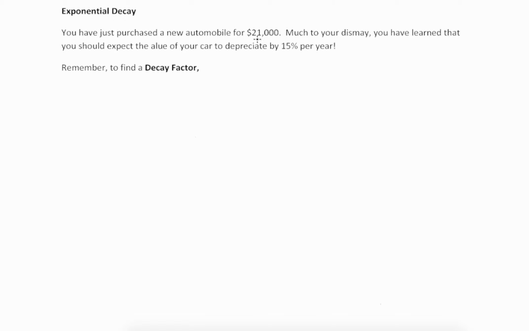So in this situation, you have purchased a new automobile for $21,000. You find out that it is expected to depreciate by 15% per year. Since this is depreciation, that tells us that we're going to be looking at decay factors.